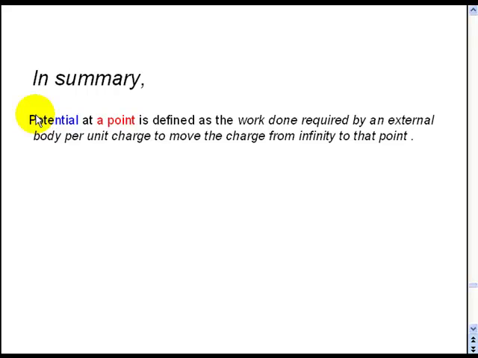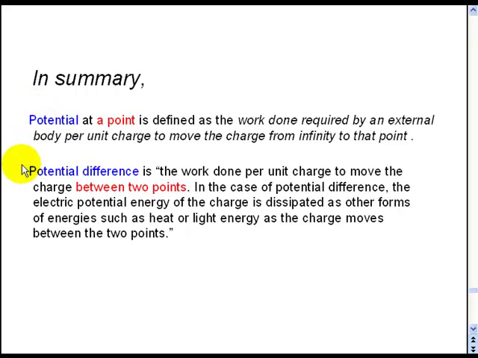In summary, potential at a point is defined as the work done required by an external body per unit charge to move the charge from infinity to that point. Potential difference is the work done per unit charge to move the charge between 2 points. In the case of potential difference, the electric potential energy of the charge is dissipated as other forms of energies, such as heat or light energy, as the charge moves between the 2 points.